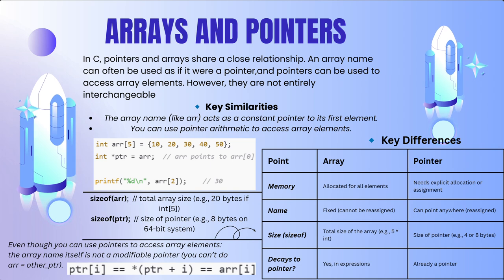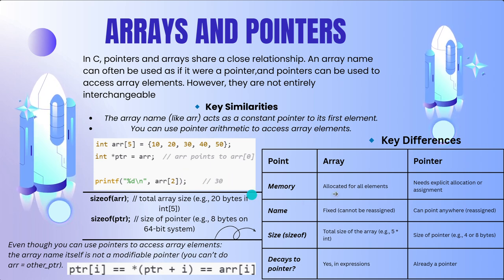Since the array acts as a constant pointer, when we need to use scanf to get input of the array elements, we don't use the address-of operator, the ampersand symbol. We don't use it because the array name acts as a pointer to itself. So that's why I told you before, right? You can use pointer arithmetic to access array elements. So this is the example. int ARR[5], this is the array, and pointer ptr equals ARR, which points to the array at the first index, which is at 0, pointing to 10. Now we are printing it, %d ARR[2].